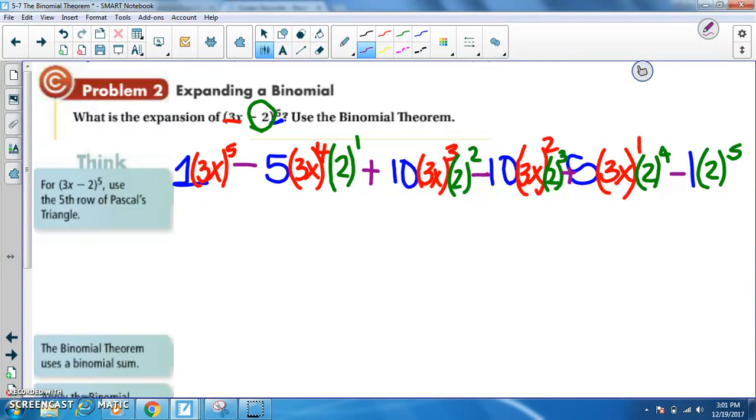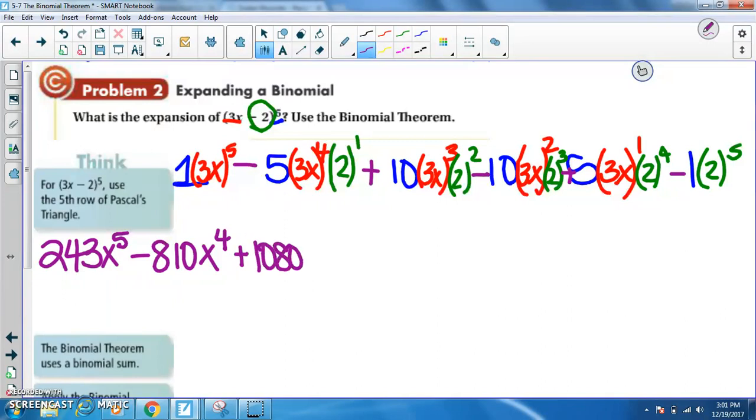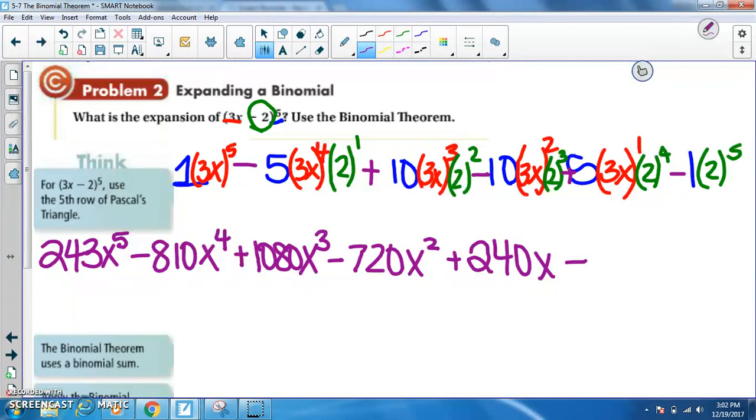3 to the fifth power is 243. x to the fifth minus, now we have 3 to the fourth times 2 times 5, which is 810. x to the fourth plus 10 times 3 to the third times 2 to the second, which is 1,080. x to the third minus 10 times 3 to the second times 2 to the third, which is 720 x squared, plus 5 times 3 to the first times 2 to the fourth, which is 240 x, minus 2 to the fifth, which is 32.